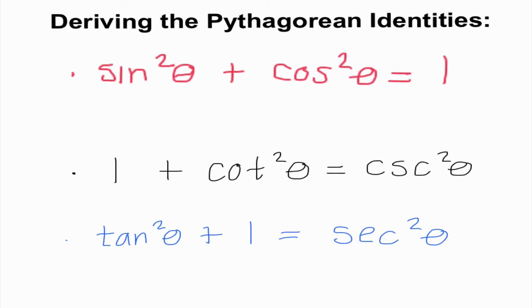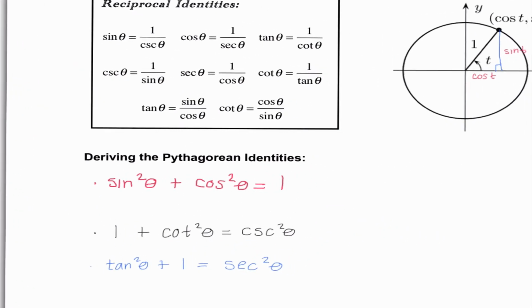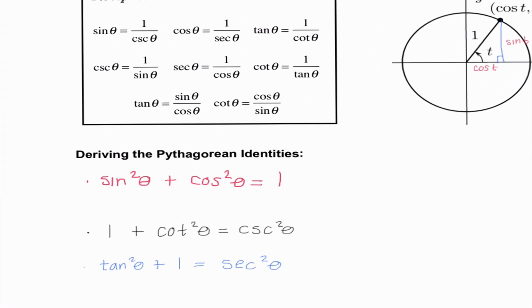So you have a few options. You can definitely just memorize these 3 identities. You can also just memorize this first one and learn how to derive the other 2. It's really up to you, but bottom line, we need to have these 11 identities memorized.